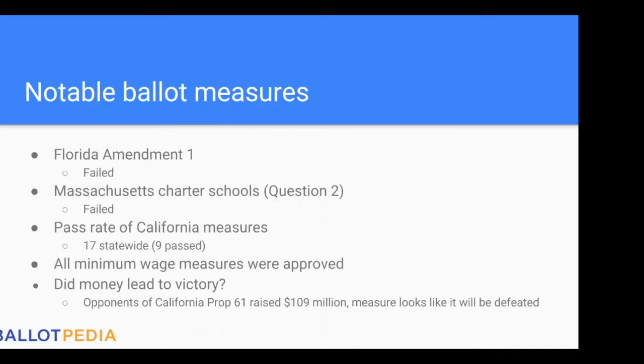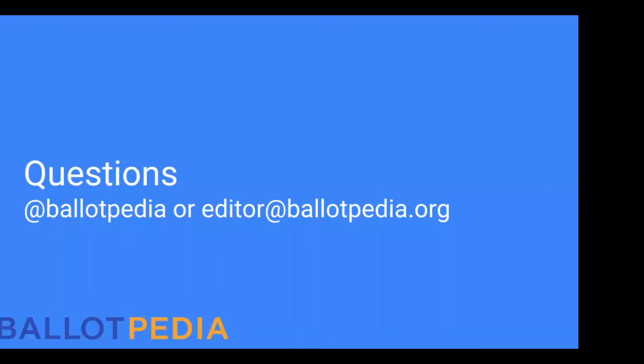It's interesting to note that California had 17 statewide ballot measures this election cycle, and so far nine of them have passed. All of the minimum wage measures have been approved. And looking at Prop 61 in California, it's interesting to highlight that opponents raised $109 million, and the measure looks like it will, in fact, be defeated. So with that, I will turn it over to questions.